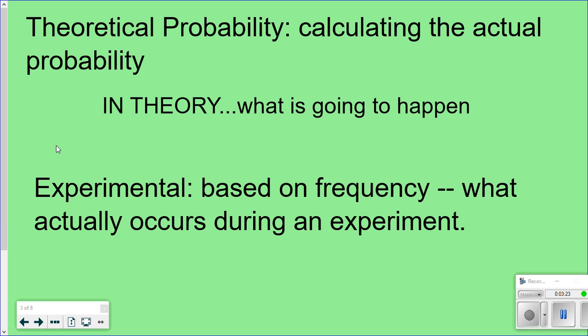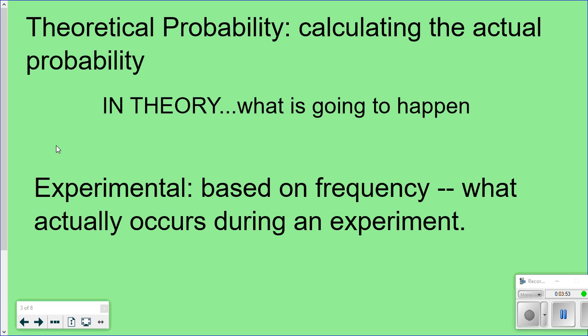Theoretical probability is what you did yesterday. It's exactly what you did yesterday. In theory, what should happen? Yesterday, you told me when I spun my spinner, in theory, I should land on red 4 out of 10 times. That was my chances of spinning a red, or a 40% chance of landing on a red. You also told me maybe rolling a 1 on a dice, I had a 1 out of 6 chance. That's in theory what should happen.